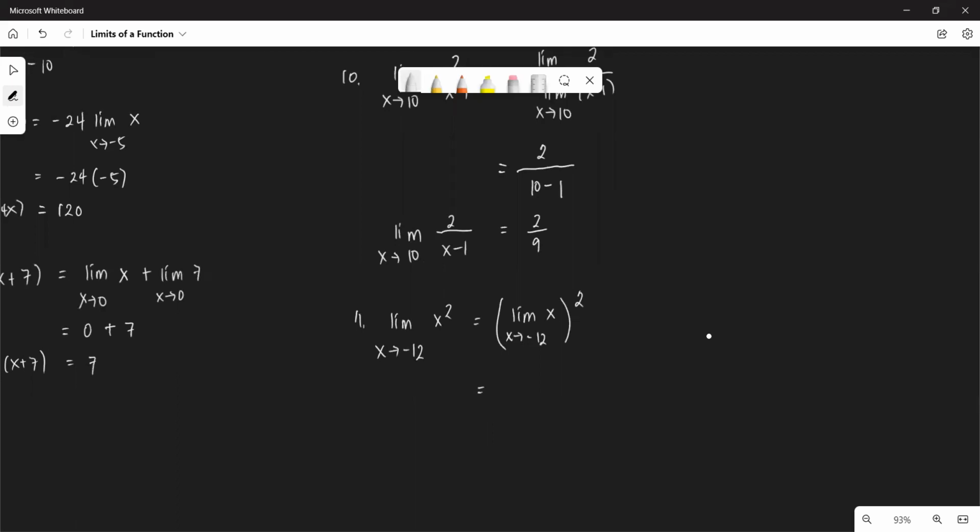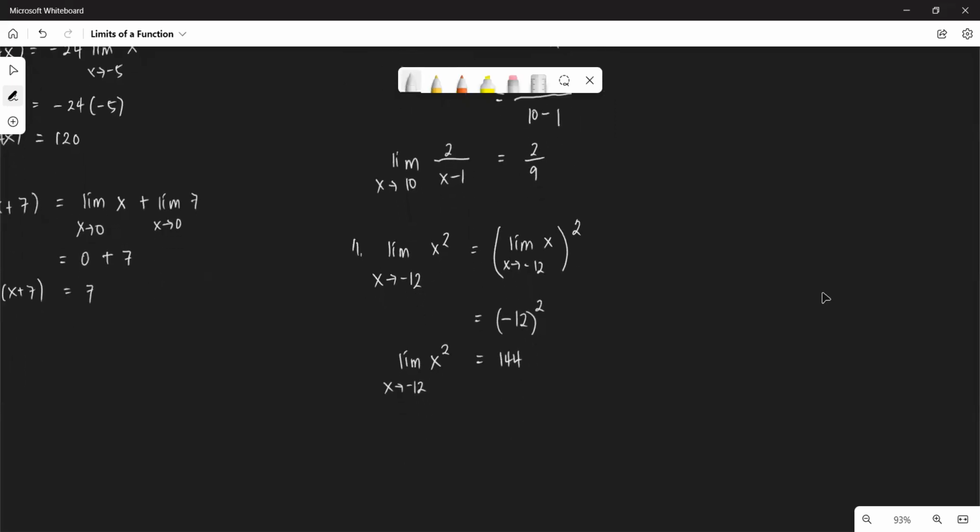So the limit of x as x approaches negative 12, according to property number 2, is negative 12. And then you raise it to a power of 2. So the square of negative 12 is positive 144, right? So take note that the square of a negative number is always positive. The negative 12 is being enclosed with parentheses.